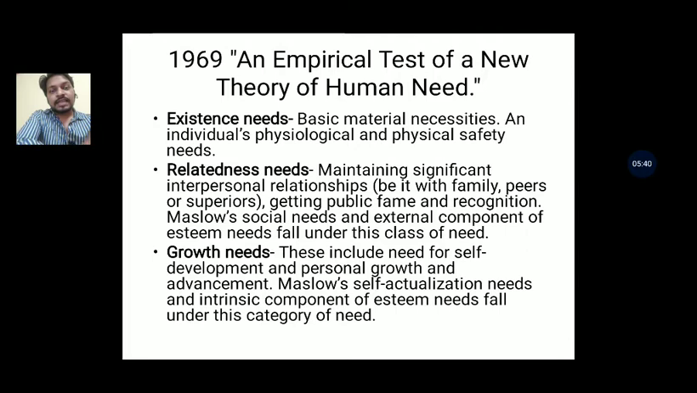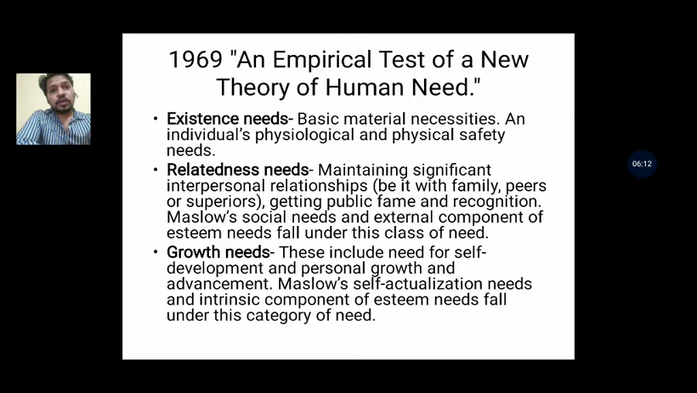And he said that people have different kinds of needs. The first one is existence needs: basic material necessities, and individuals' physiological and physical safety needs. If you compare these existence needs with the physiological and safety needs of Abraham Maslow, it absolutely matches. The only thing that is changing is the nomenclature. What Abraham Maslow called physiological needs and safety needs, Alderfer mentions as existence needs.